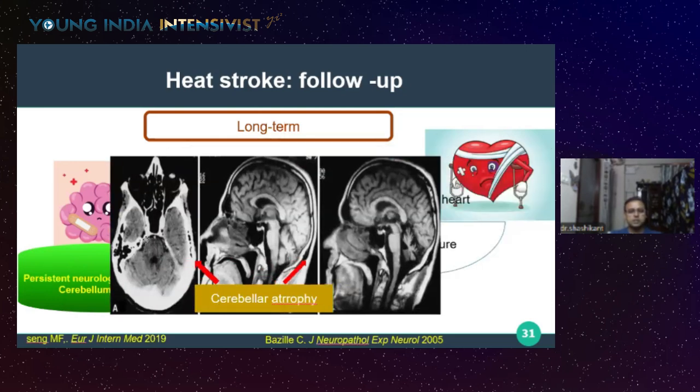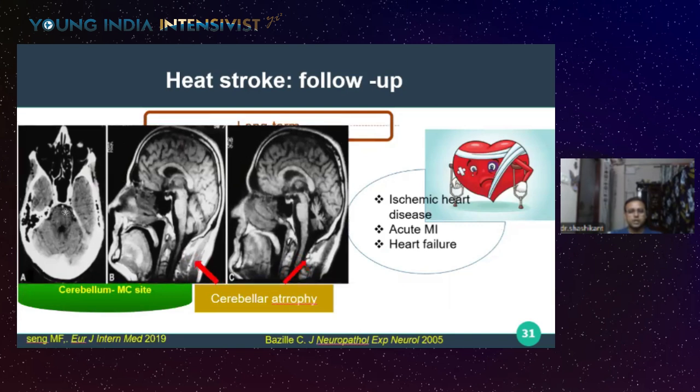And here is an MRI of a patient during follow-up who developed cerebral atrophy. Here we can see that the cerebellum is smaller in size, and later on follow-up it has almost become negligible. In cardiovascular terms, in the long term they can have ischemic heart disease, they can develop MI, or they can also develop heart failure.